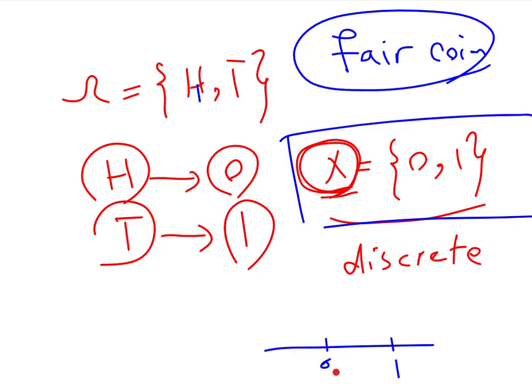Now, what is the probability that this random variable takes the value 0? Can you say? 1 over 2? Yes, 1/2. And what's the probability that this random variable takes 1? It's equal. Yes, it's equal. Any question?